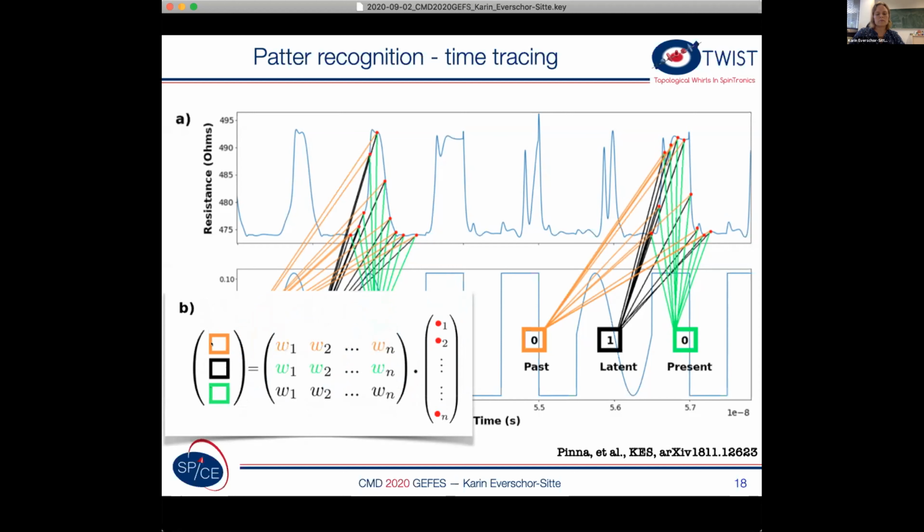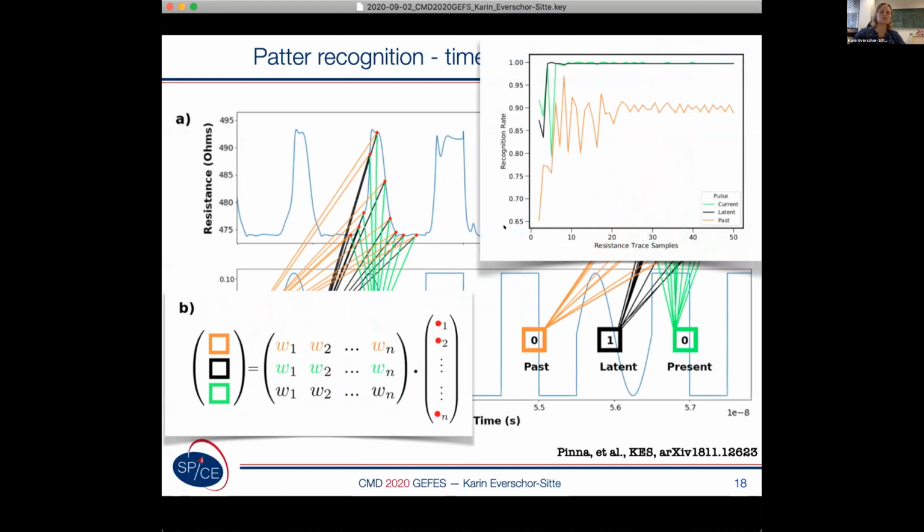And what we know is what the past pulse was. So for training, we know that this one was, for instance, a square, this one was a sine, and this one was another square. And then we train these weights accordingly. It's a very simple network, just a single-layer network. Once this is trained, we can look at the recognition rate. How good is the recognition rate of the current pulse as a function of these resistance trace samples? If I take only two or three samples, the recognition rate is not so good, but once I have a certain number, like 10 or so, I'm pretty good at recognizing the current, the latent, and the past pulse. So time tracing is something that a lot of systems also allow.